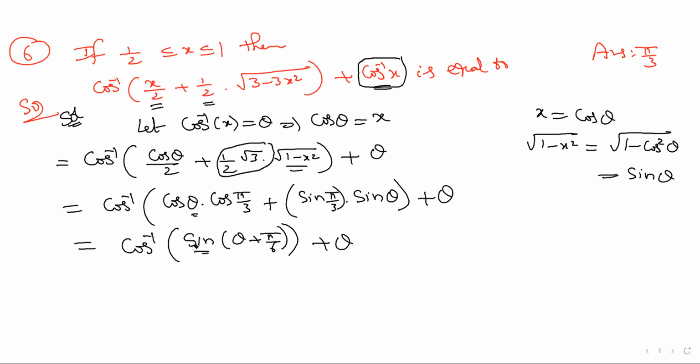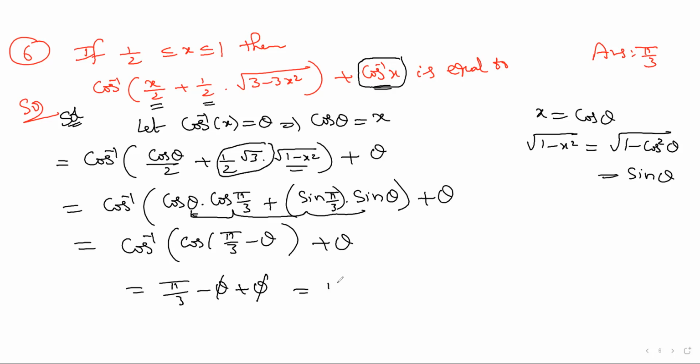Why? Because the outside function is the cosine function, the inverse cosine function. Now we should write it in terms of the cosine formula. cos A cos B plus sin A sin B is cos A minus B. Cos A minus B, what do we get? Cos A minus B means pi by 3 minus theta. Here the cos gets cancelled. What do we get here? Pi by 3 minus theta plus theta. It becomes pi by 3.